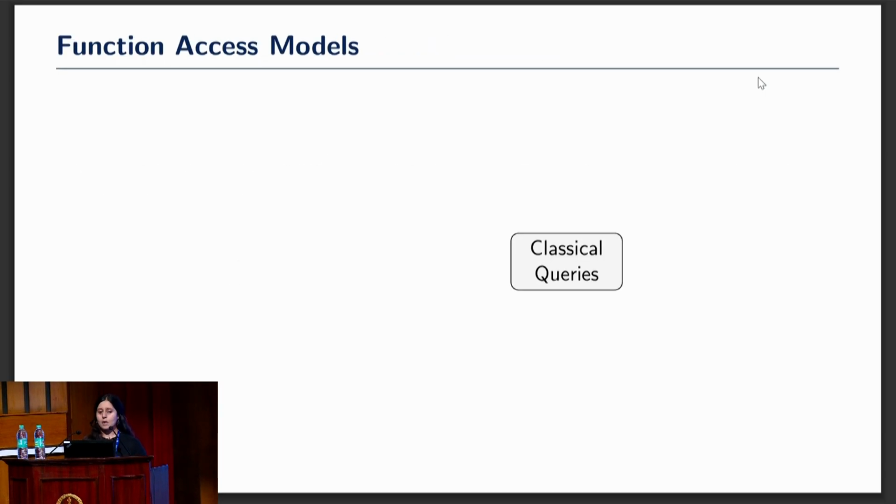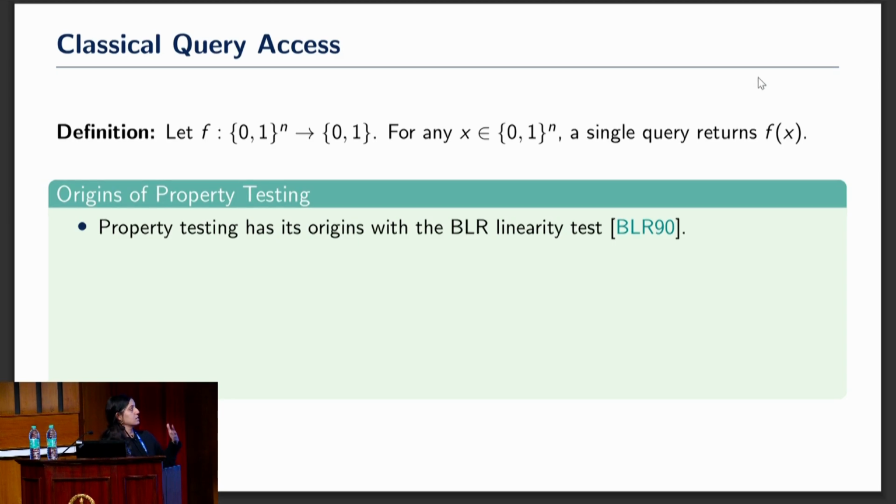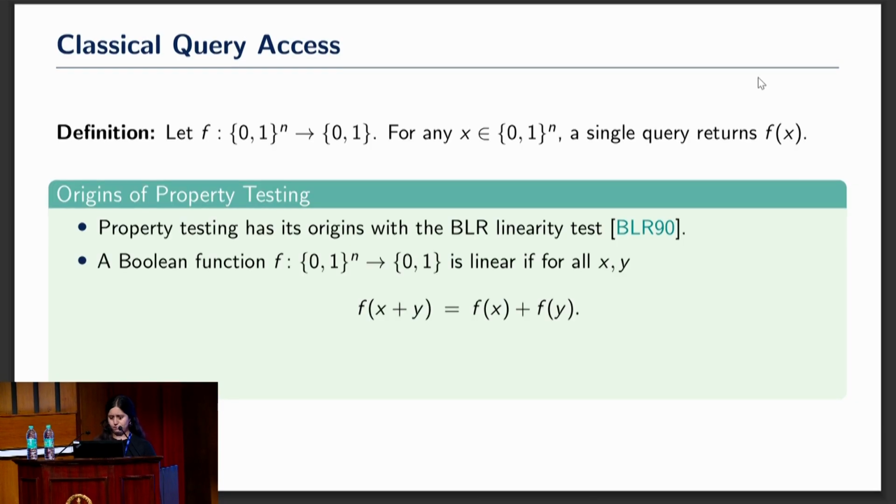Okay, now if I want to say something about my function f, I need a way to access f. So a very natural model is classical queries. So what do I mean by this? That means for any x of my choosing, any n-bit input, I can get back the value of f of x. And as you might expect, this is a very natural model. And indeed, this is where property testing has its origins with the BLR linearity test.